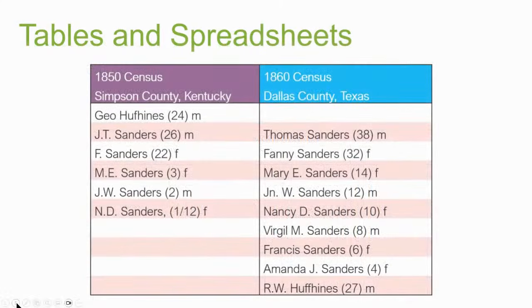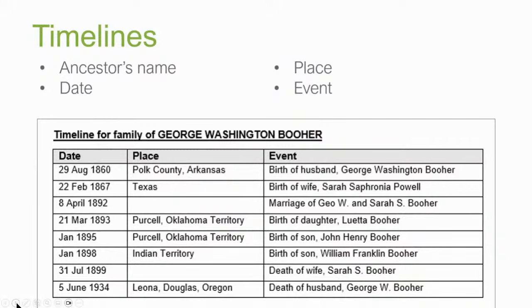You can create your own tables and spreadsheets to record, track, and compare data. In this example, I was comparing the members of a particular household in two different census records. Timelines are invaluable tools for finding gaps in the information you have for an ancestor or their family over the lifetime of them. They typically include the ancestor's name, date, place, and event. They can also include source citations, historical events, and other entries.